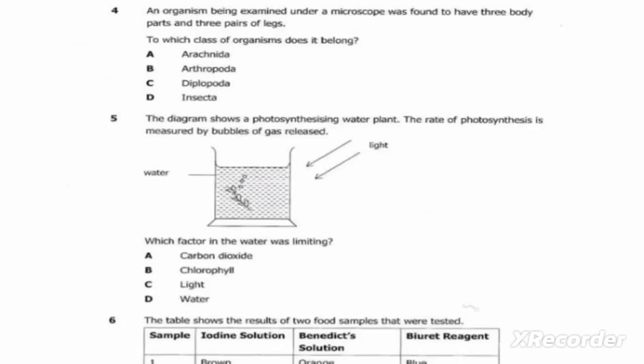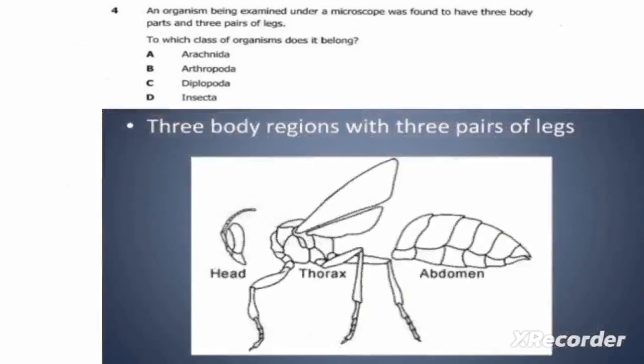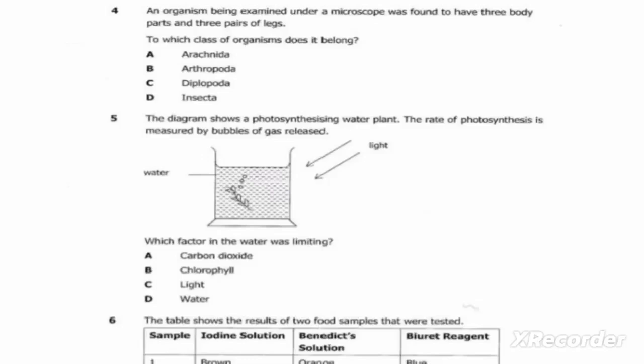Question 4. The question reads, an organism being examined under a microscope was found to have 3 body parts and 3 pairs of legs. To which class of organism does it belong? A. Arachnida, B. Arthropoda, C. Diplopoda, D. Insecta. So this one is an insecta. Therefore, our correct answer is D. We move on to the next question, which is question 5.